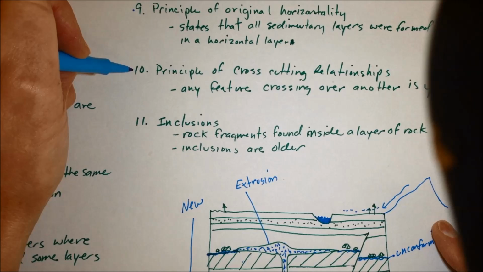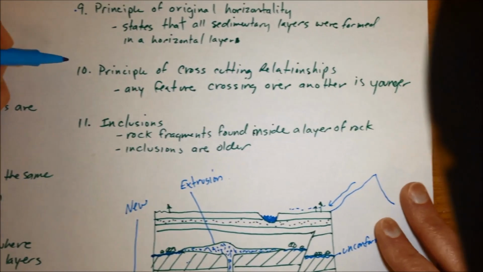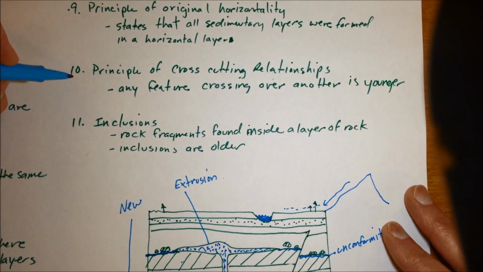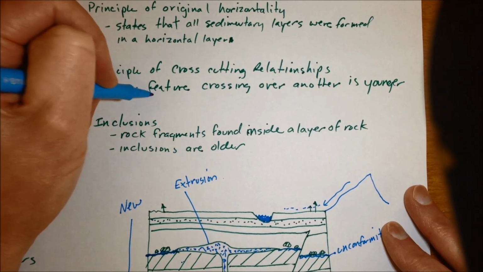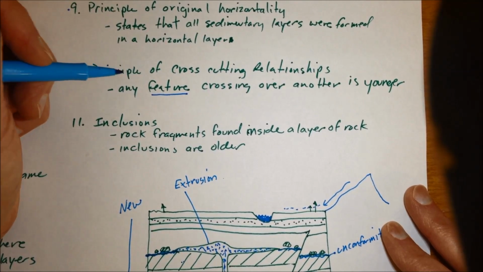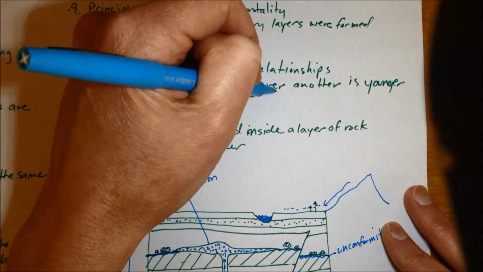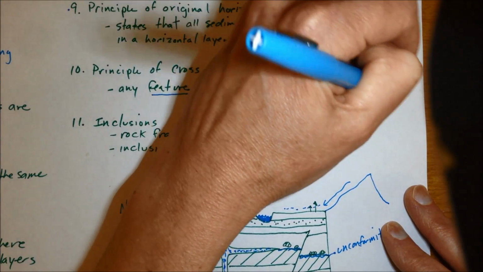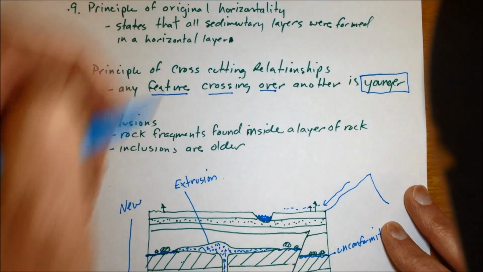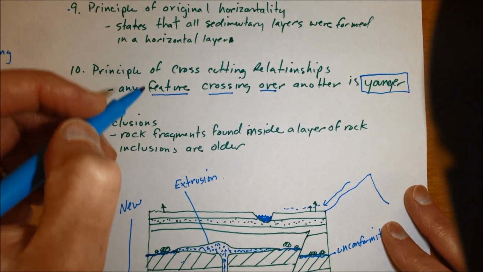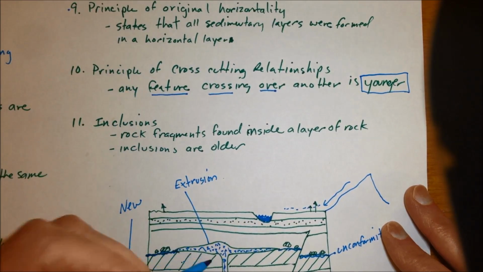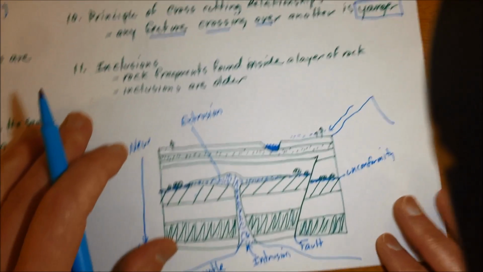An important idea in understanding the age of the different things in a cross-section is what is known as the principle of cross-cutting relationships. And what it says is any feature in a cross-section that's crossing over another one is, and this is the key idea, younger than whatever it crosses over. For it to cross over something, that stuff had to be there already. Let's look at an example.